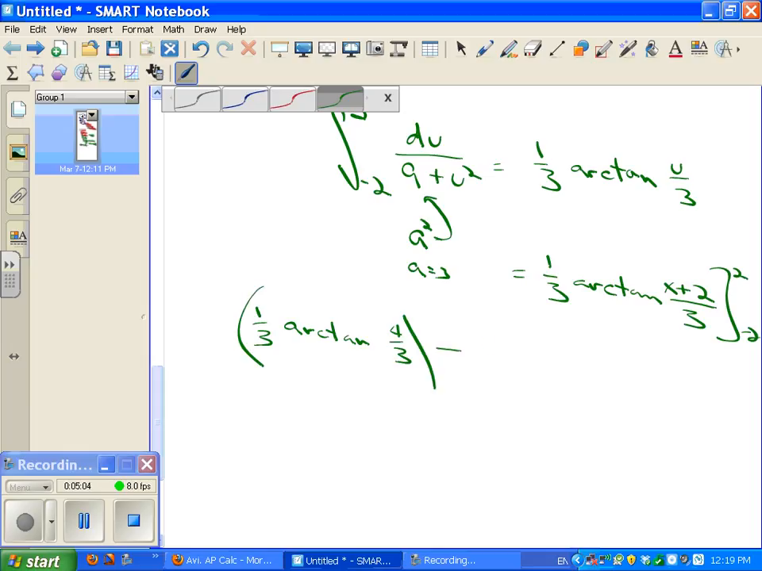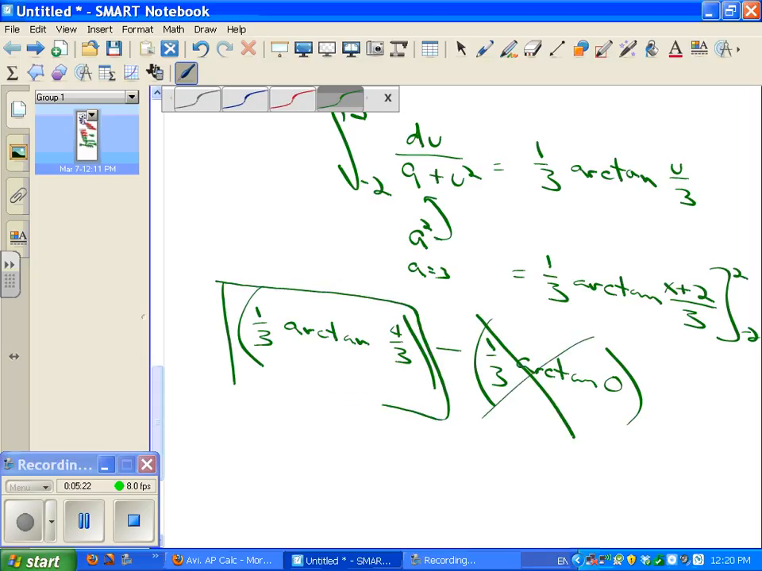minus 1/3 arctangent of negative 2 plus 2 over 3. That's 0 over 3, which is 0. All right, well, the inverse tangent of 0 is just 0, so this ends up going away. My real answer is this, and the decimal approximation for that is 0.309.